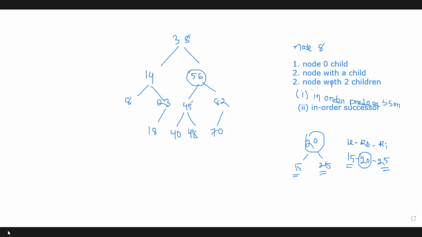So 40 is smaller than 45 and 48 is greater than 45. And all these two nodes should be greater than the root node 38 because it is a binary search tree. So now for 56, this is the left subtree and this is the right subtree. In this left subtree, there are three nodes. Now if we are going to use an in order predecessor, then among those three nodes, which one should be taken?